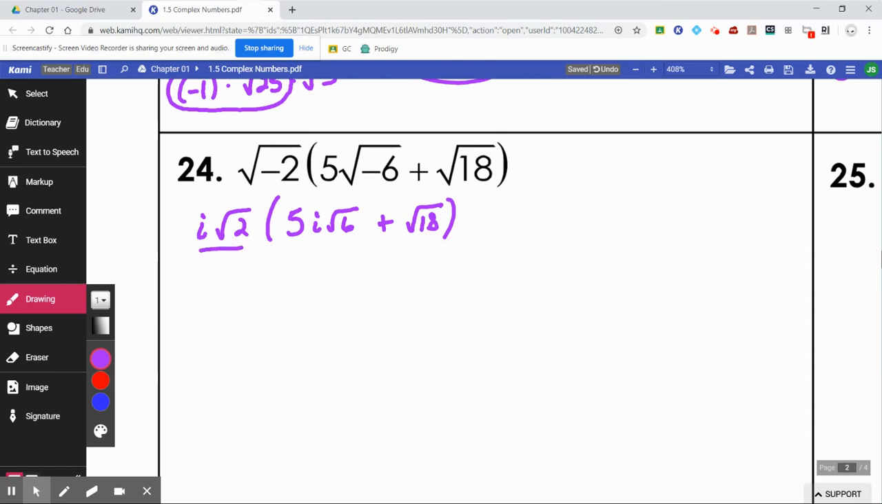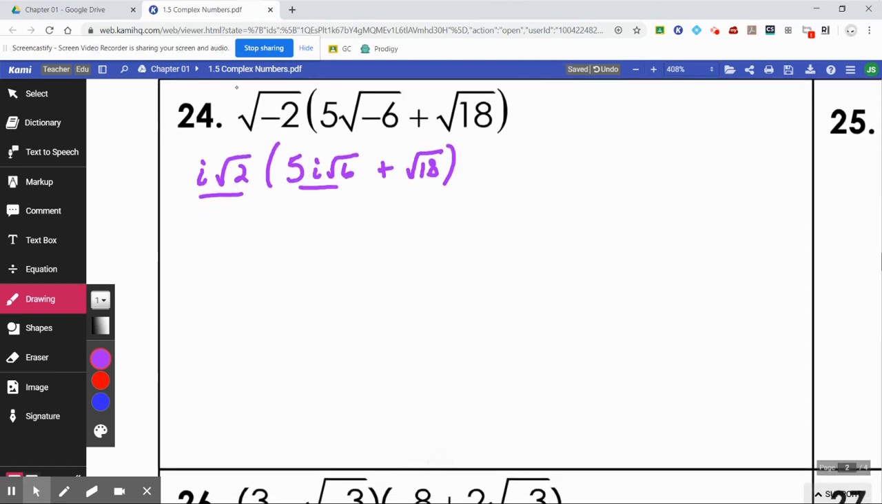Distributive property, i root 2 times 5i root 6. We've got to multiply it by both. This is a 1. 1 times 5 is 5. i times i is i squared. Root 2 times root 6 is root 12. Plus 1, i root 2 times root 8 is root 36.